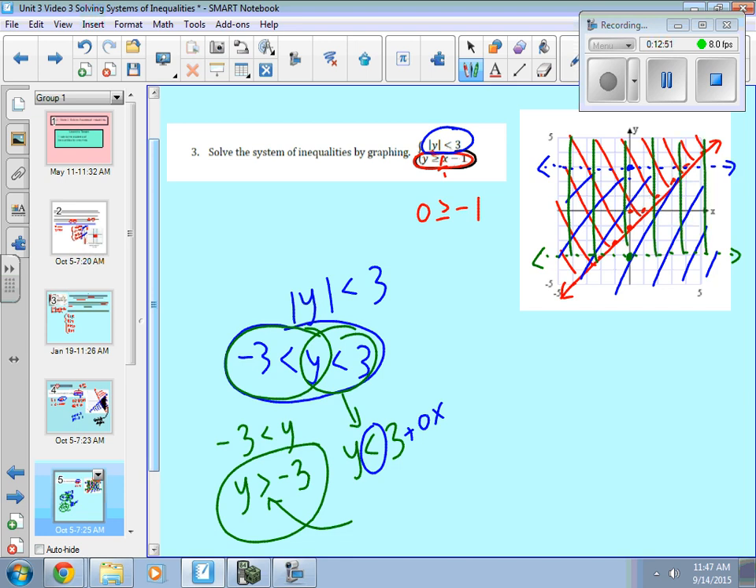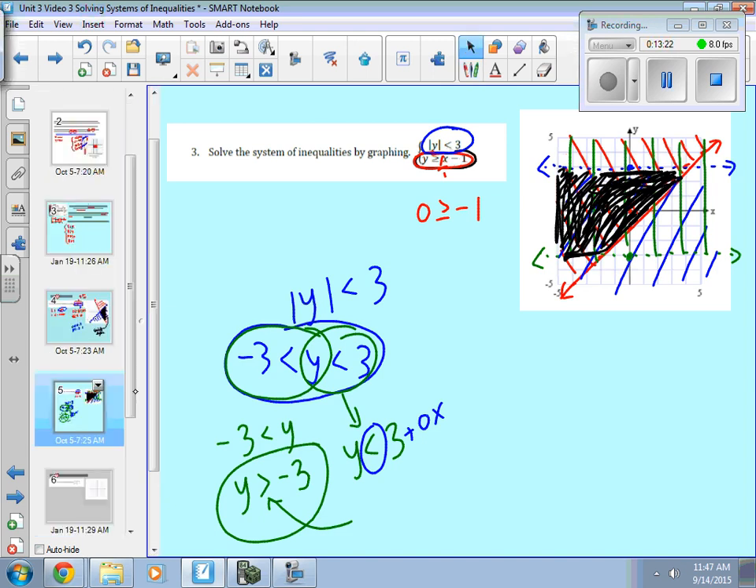Okay, so which region is the region where all 3 of these overlap? It would be right here. This is where all the overlapped shading occurs here. So that's the section you want to heavily shade in when you're doing this. So that would be the answer. Any point in that section includes our answer.